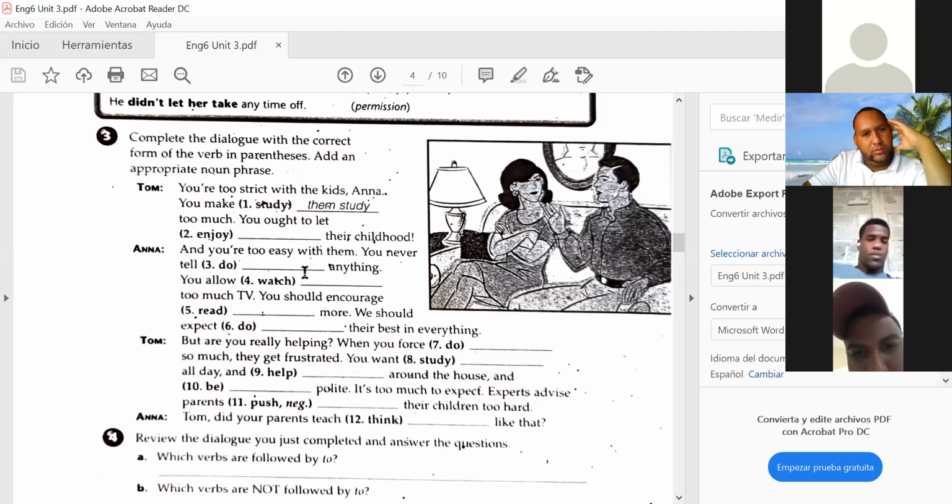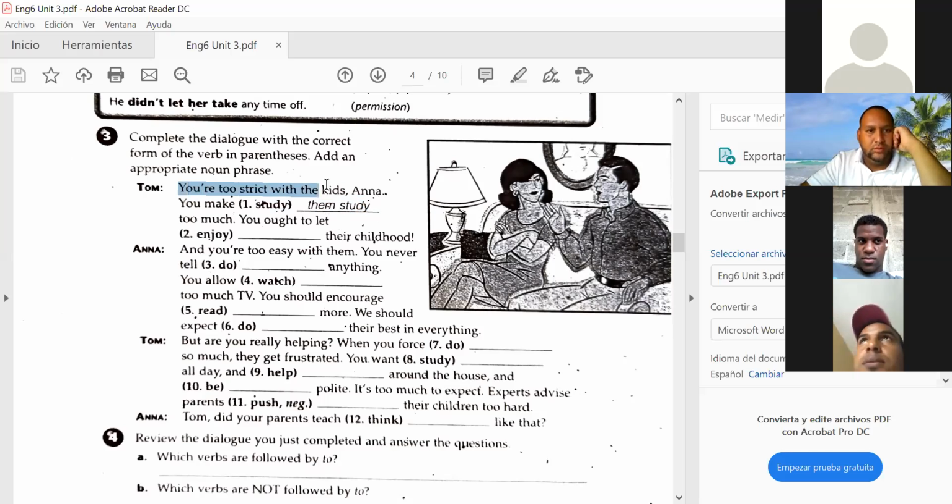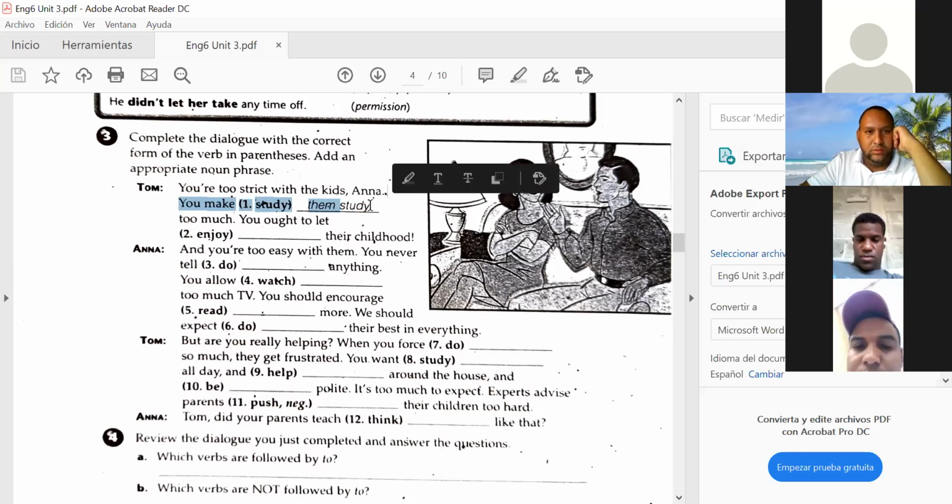Now, what I want you to notice is the following. There are some verbs that when you use them, you don't need to use the particle to, the infinitive, right? For example, let's go back to the first one. Look, he says, you're too strict with the kids, to make them study.